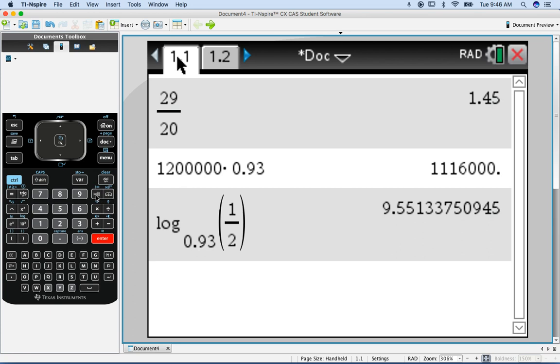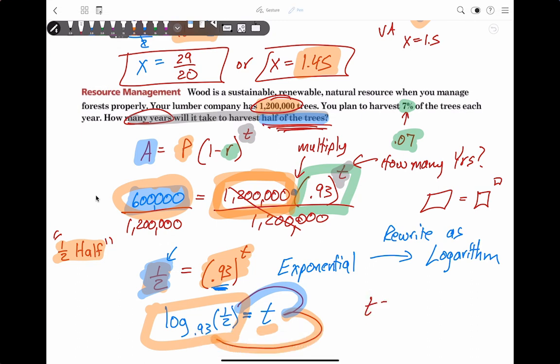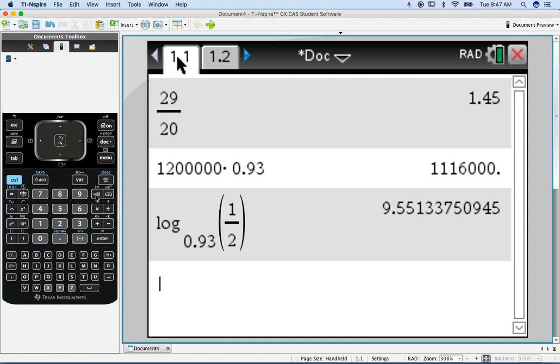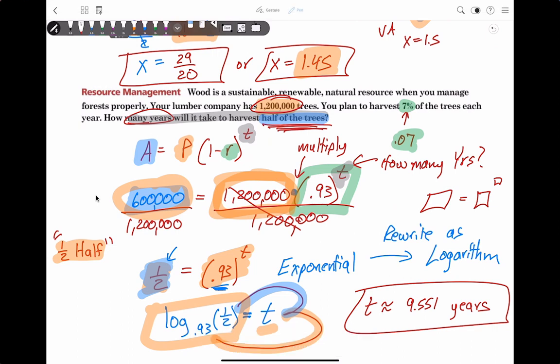It's approximately, again, 3 decimal places, 9.551. Okay, so we're going to come over here and say t is approximately 9.551 years. All right, so again, 3 decimal places, that's a good default unless you're told otherwise in the problem specifically.